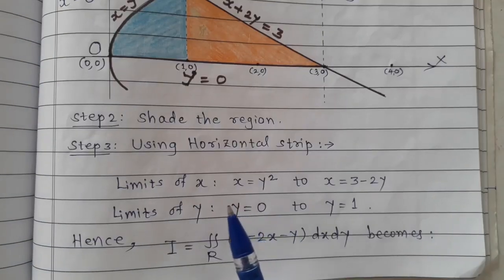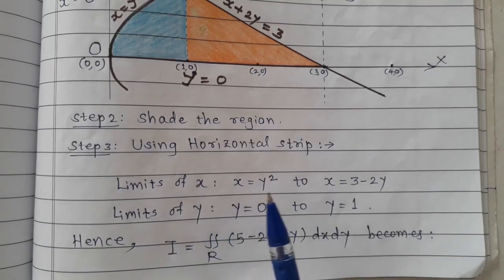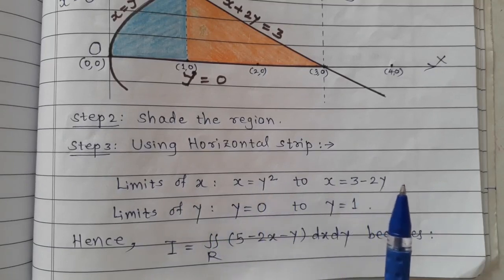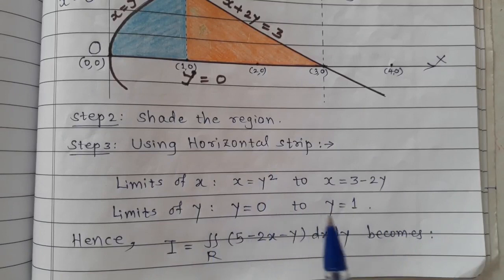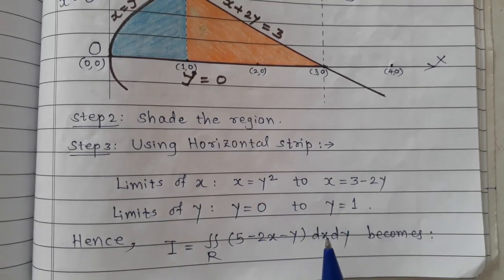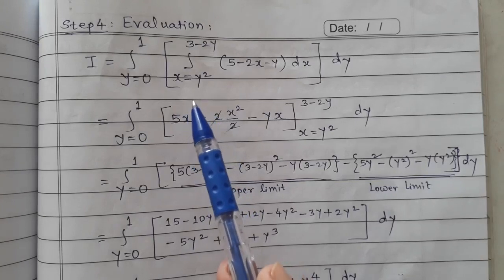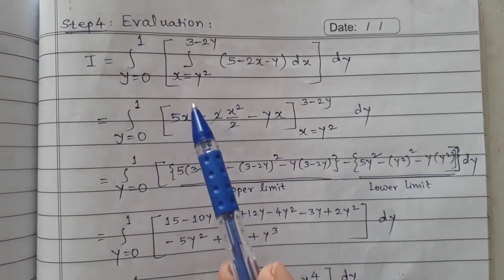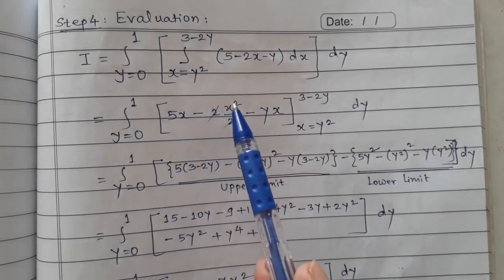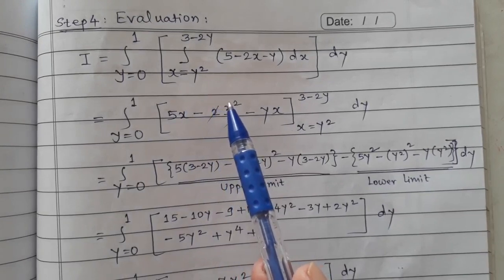So observe that these limits are written here. Limits for x: y square to 3 minus 2y, and y equal to 0 to y equal to 1. Now we'll apply those limits on the integral, which becomes like this. Our last step is now evaluation. As type number 1, we can proceed further.